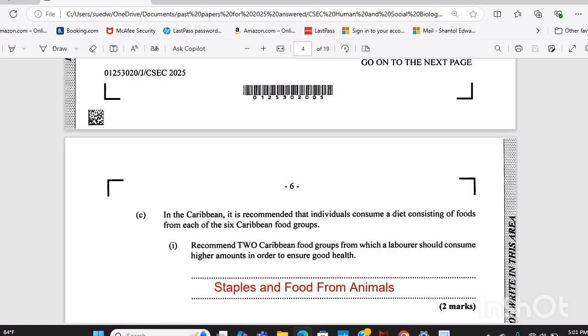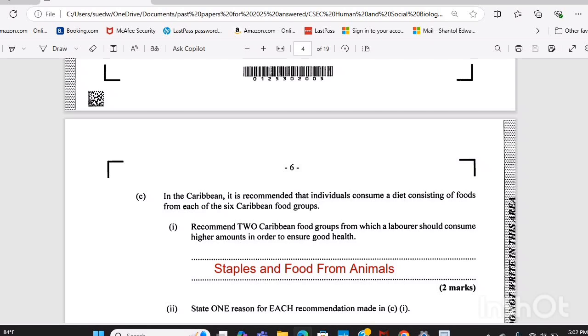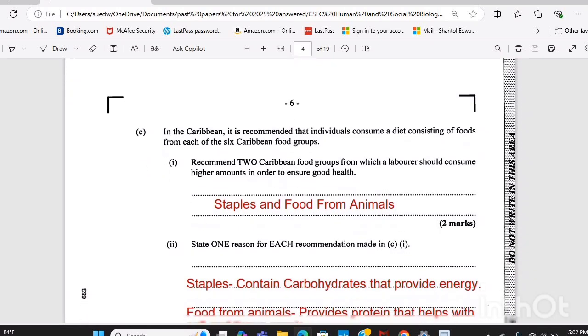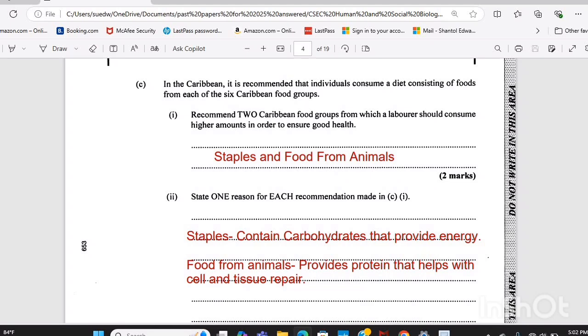So my 2 is that they are staples and food from animals, and if it's for a laborer, these are the 2 food groups that you would want your laborer to be consuming, because we know staples contain carbohydrates and we know food from animals contain, if you said protein, you're correct, it contains protein. Now here it asks on a second part of the question, state 1 reason for each recommendation made above. So I said staples, they contain carbohydrates that provide energy, right? Remember that staples contain carbohydrates that give us energy.